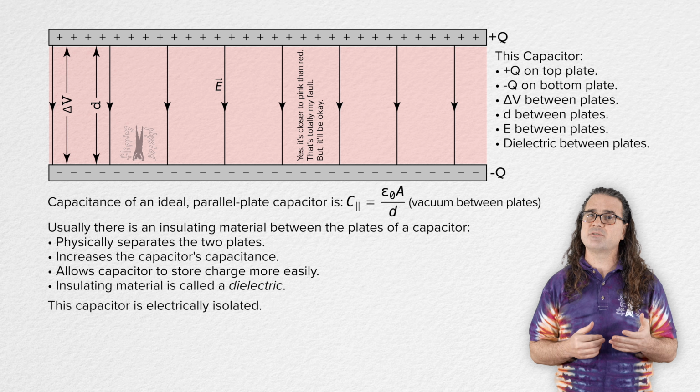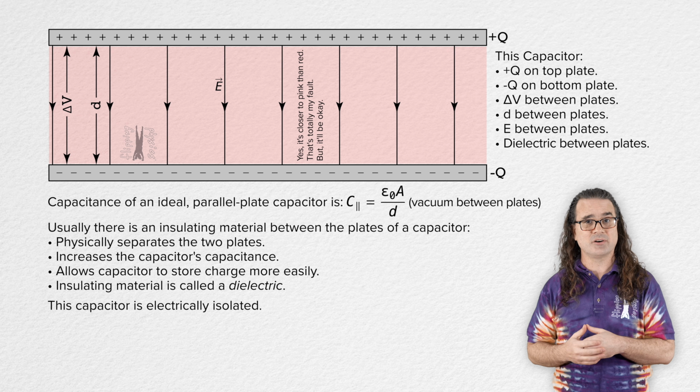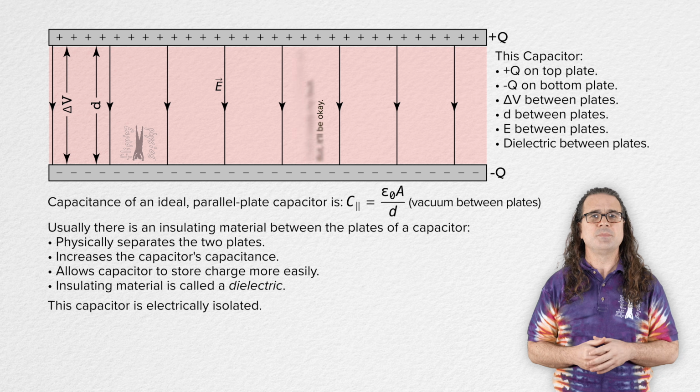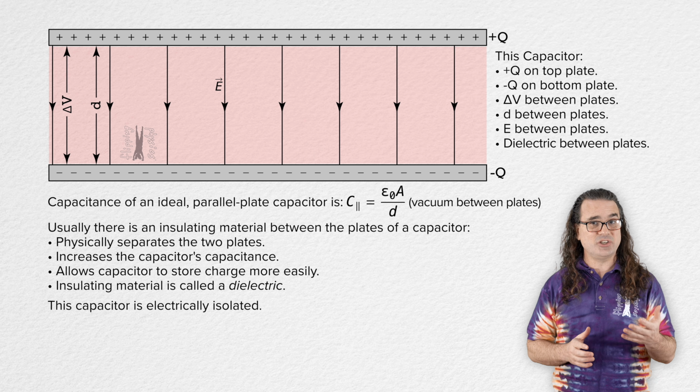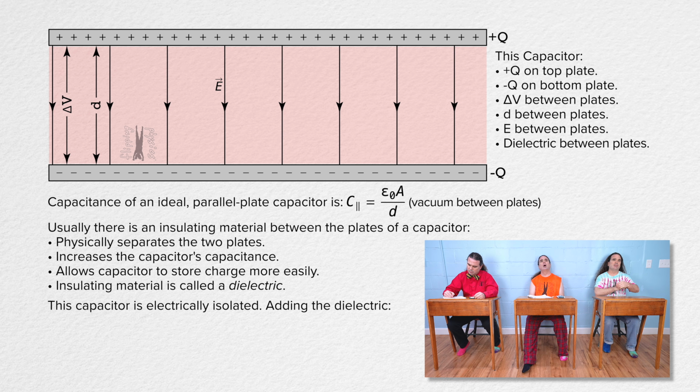Bo, assuming the capacitor is electrically isolated, not electrically connected to anything to allow the charges to flow to or from the capacitor, what changes and what does not change about the capacitor when we add a dielectric? Sure. The capacitor is electrically isolated such that charges cannot flow to or from the capacitor. That means that the magnitude of the charge, capital Q, on each of the plates will not change. We are assuming the addition of the dielectric does not change the distance between the two plates, right, Mr. P? That is correct, Bo. That means that lowercase d does not change.